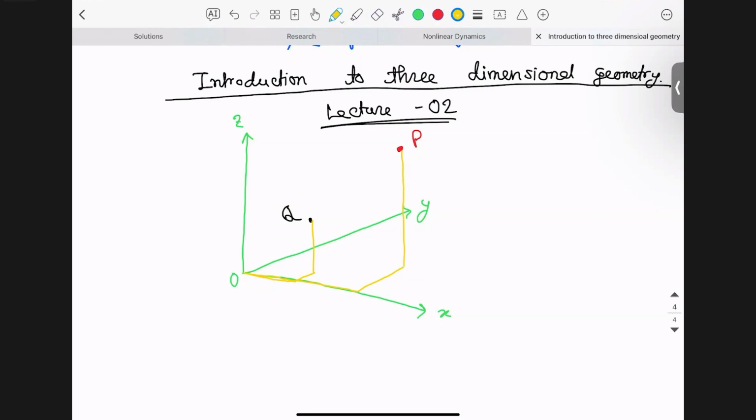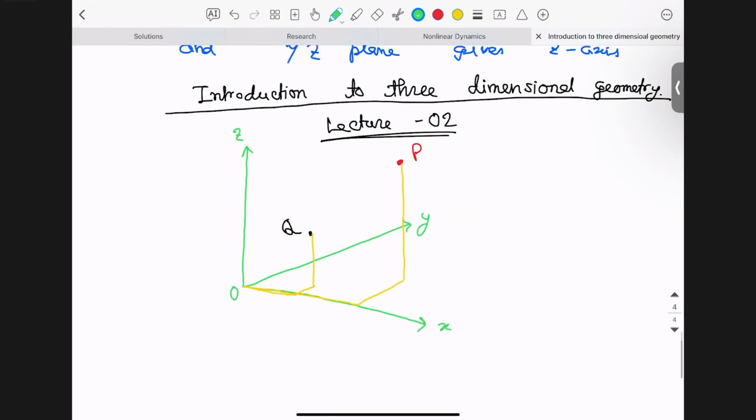Now what do we need to find? We need to find the distance between these 2 points. Distance means we need to find this length. Okay. How can we find that? So first draw a rectangular parallelepiped with these points. How? So join this one first.